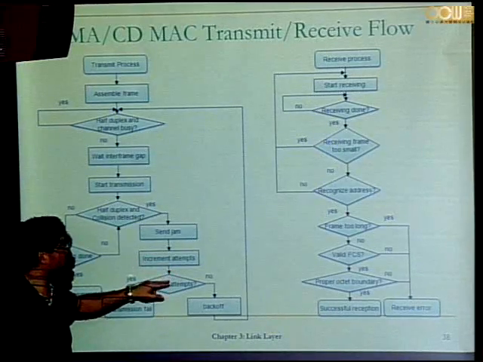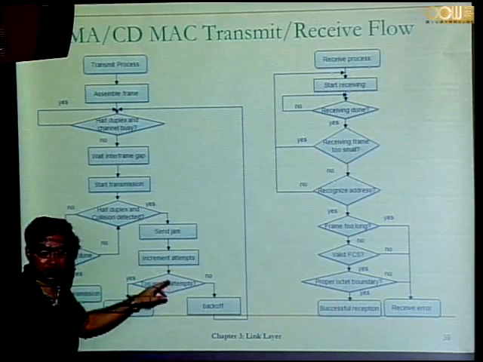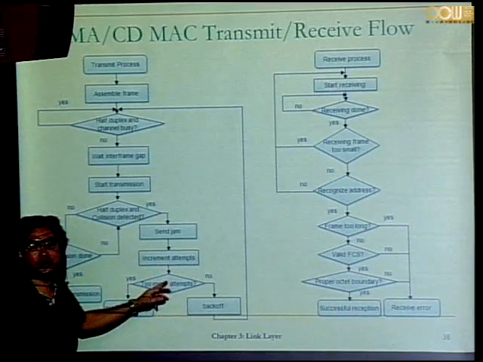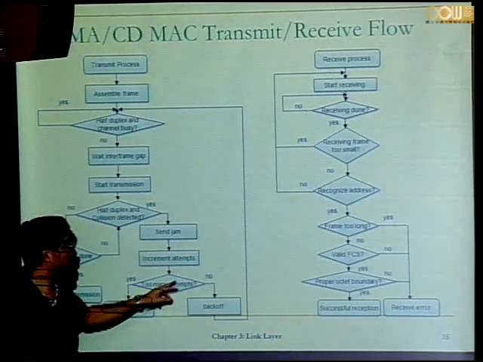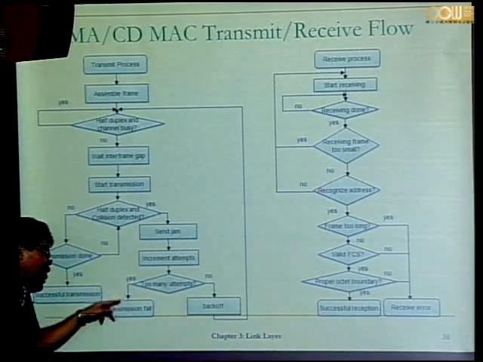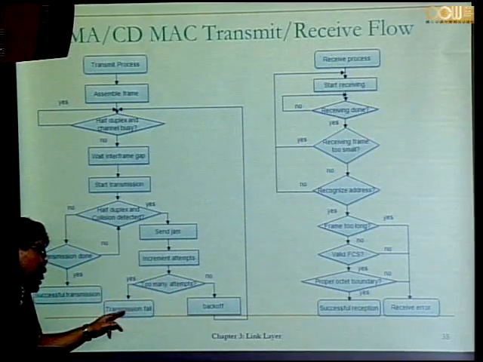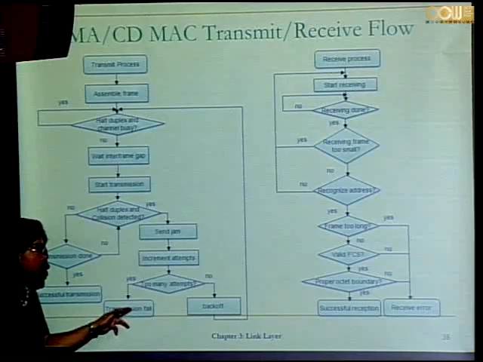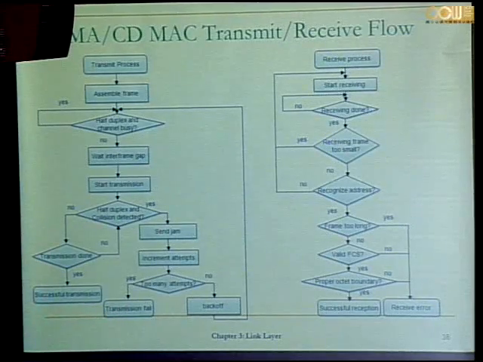And if it's too many attempts, say the standard says 16, if it's over 16, then you give up. You don't try anymore. The transmission has failed, and you give up. You interrupt the CPU and put it in the status register, telling the driver that it's failed too many times. So you give up.